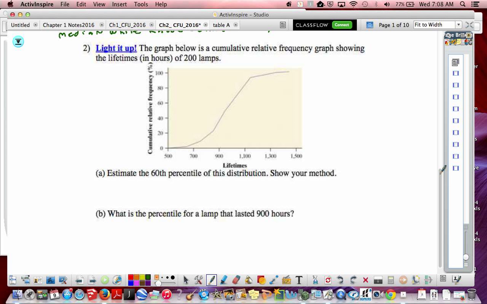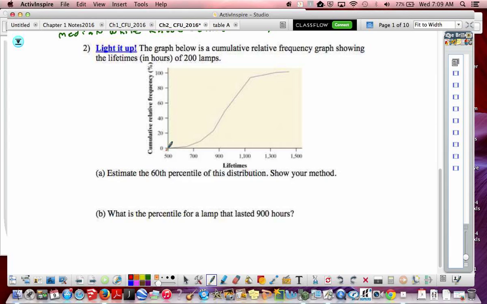Number 2, light it up. The graph below is a cumulative relative frequency graph showing the lifetime in hours of 200 lamps. You can see here how we start at 500. These are the lifetimes all the way up to 1500, and this is the cumulative relative frequency, meaning what percent, as we increase from 0% all the way to 100%. Question A says, estimate the 60th percentile of the distribution.